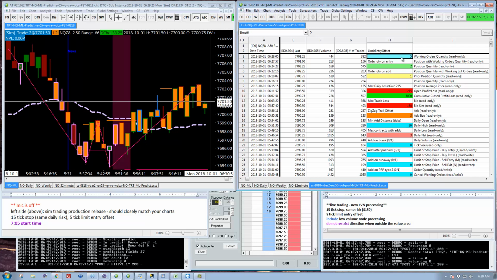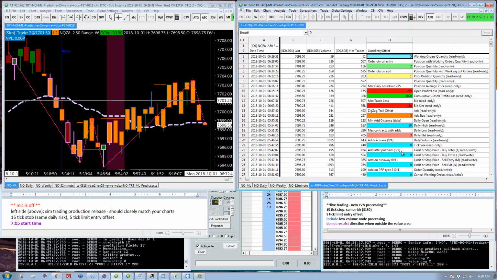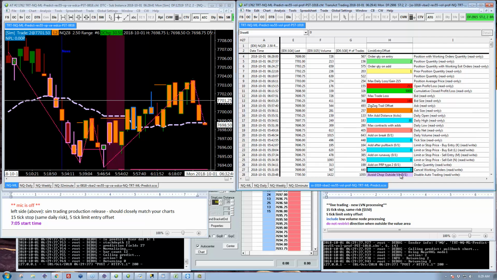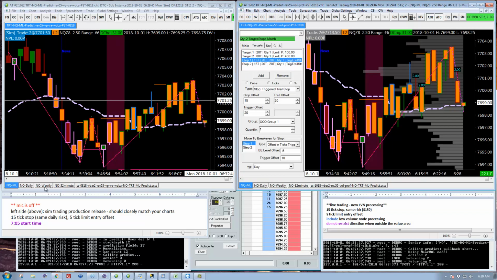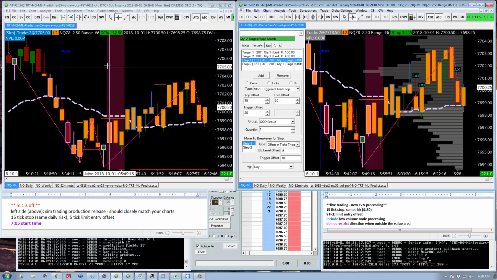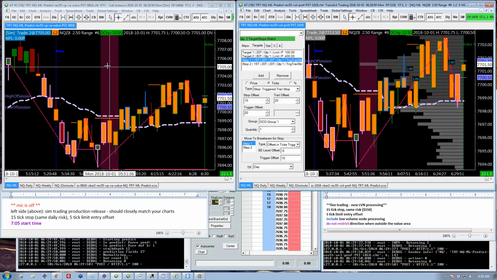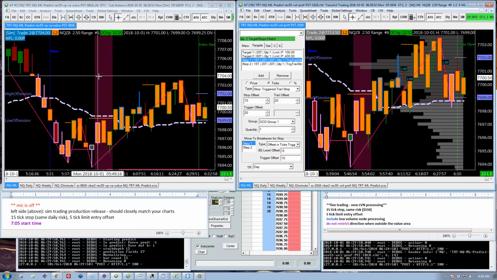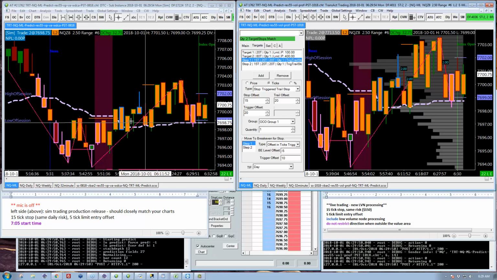And then the other key thing is the limit entry offset is 5. We're going to go over this spreadsheet in just a moment to explain where I came up with 5. All the ads are turned off down here. In the production release, hold on here. So this is the charts that you have. It's the same.